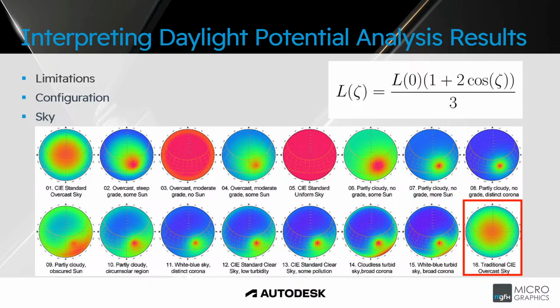The original CIE standard overcast sky model was originally published by Moon and Spencer in 1942. While the CIE standard overcast sky model has since been updated to a different mathematical definition, the traditional model is in practice and used in many different daylight simulations. This is the model used in the current Forma daylight potential analysis. The differences for the new model are small.